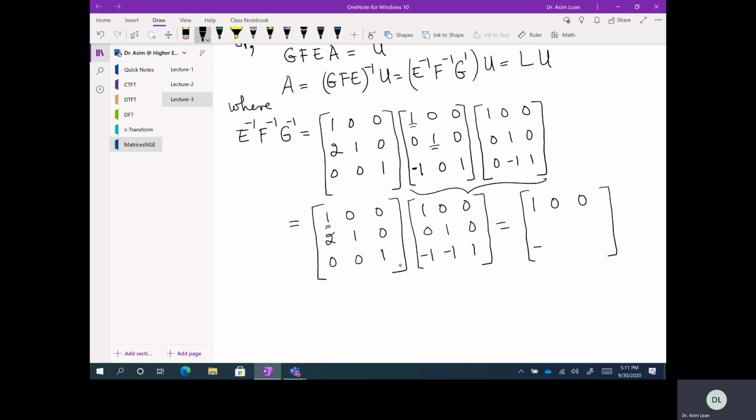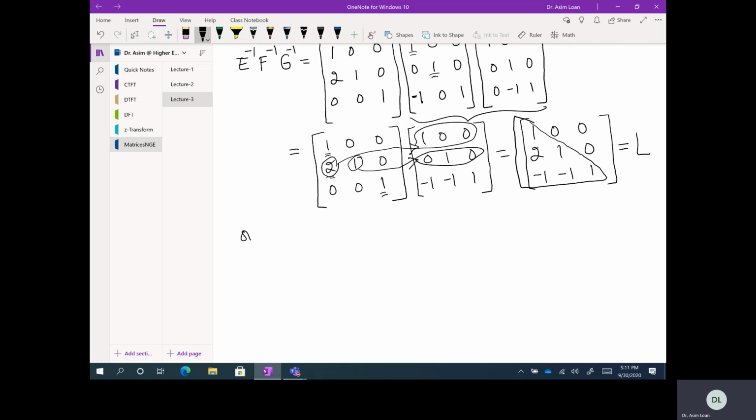Pick the last row here, minus 1, 1, and 2 times the first row, and 1 times the second row. So 2 times the first row is 2, 1, 0, 2, 1, 0, and this is a lower triangular matrix. This is equal to L.